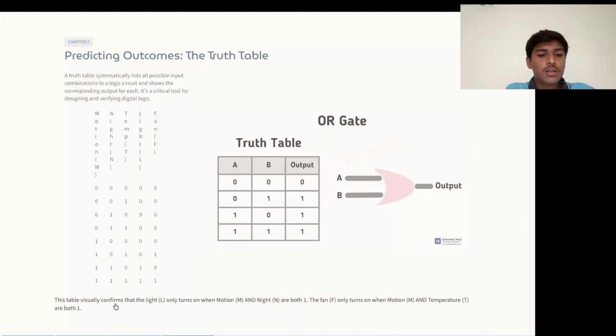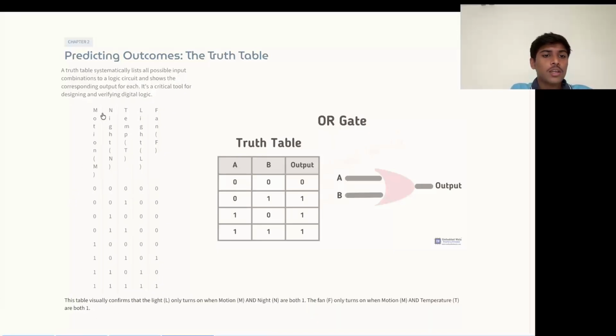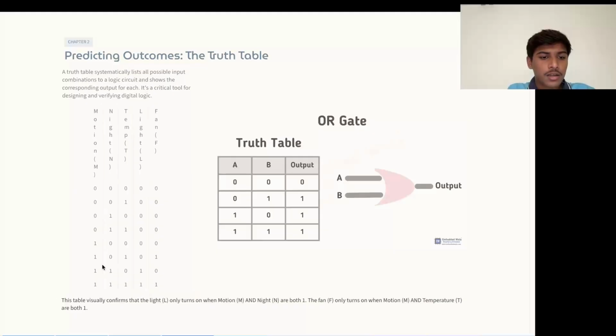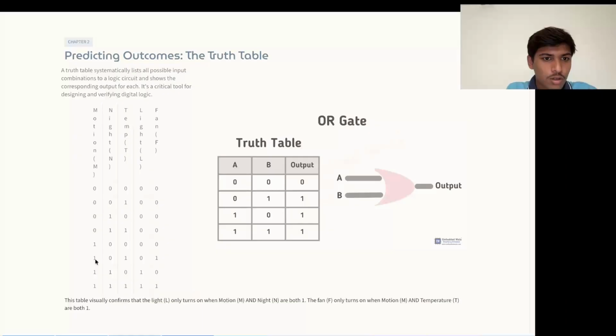The table visually confirms that the light L only turns on when the motion M and night N are both 1. The fan F only turns on when motion M and temperature T are both 1. Here is the table column of M. When motion is 1 and night is 1, that means output light is 1 here. Otherwise, if there is only motion but no night, then there is no output for light.